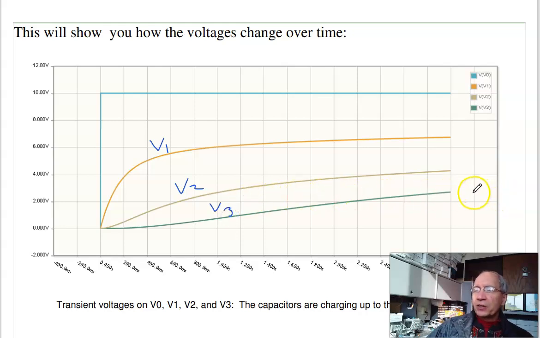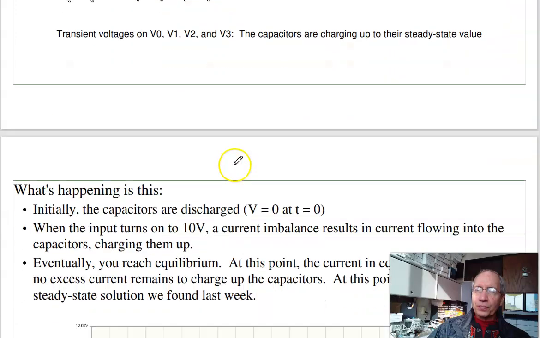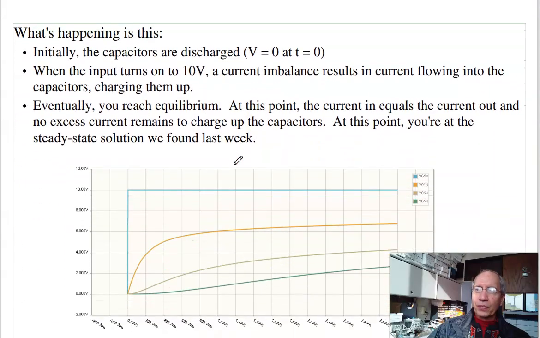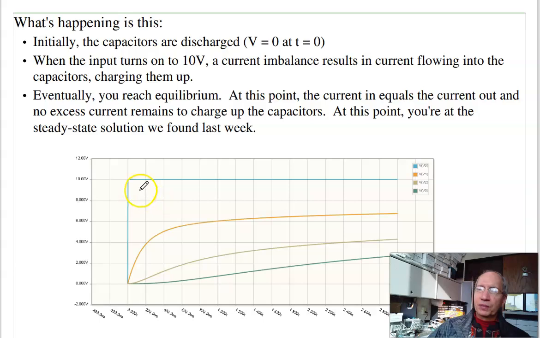The steady state solution is what we did last week. Ignoring the capacitors, find the voltages. This week with the capacitors, I can find the transient response. How do I go from the initial point to steady state? So that's one way to solve. Use CircuitLab. And that kind of describes what happened. The input charges the first capacitor, discharges the second, charges the third.